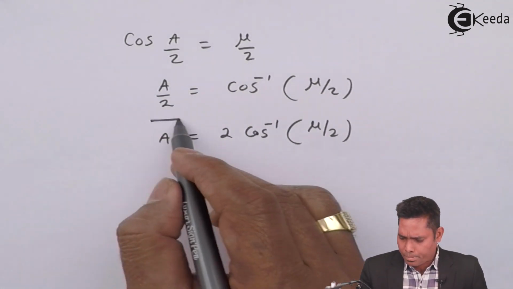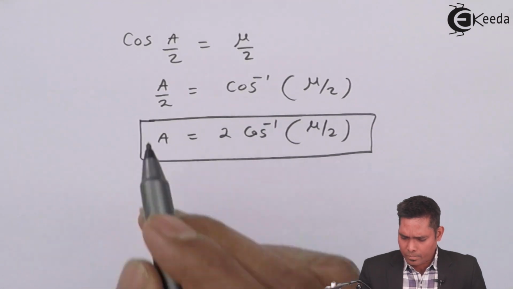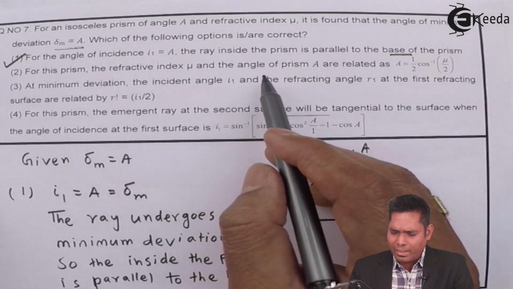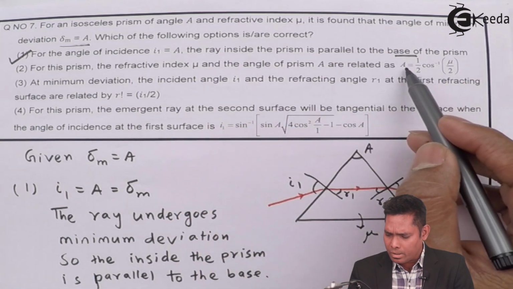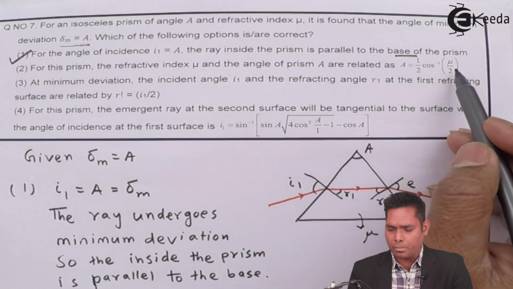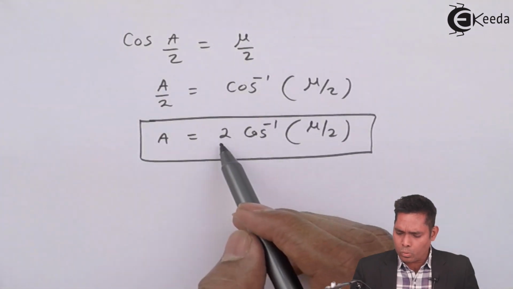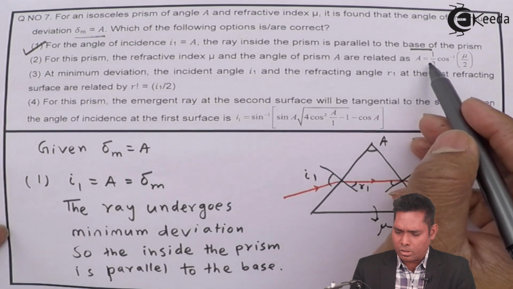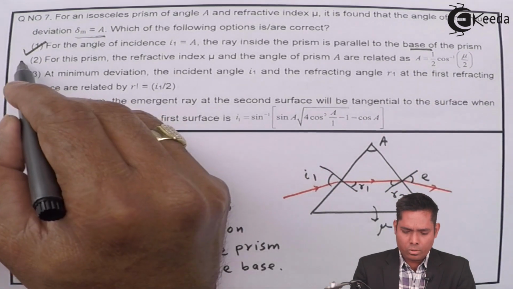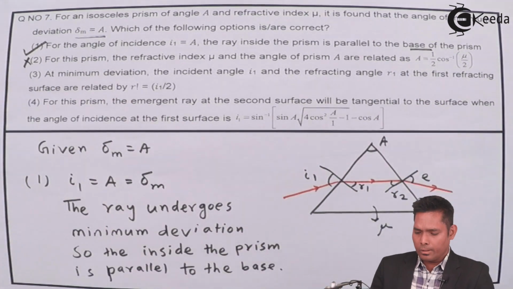So this is the expression we are getting, and the question says that A and mu are related such that A is half of cos inverse of mu by 2, but here we are getting 2 times cos inverse of mu by 2. So this option is not correct. This should be 2, it's not half. So this option is wrong.